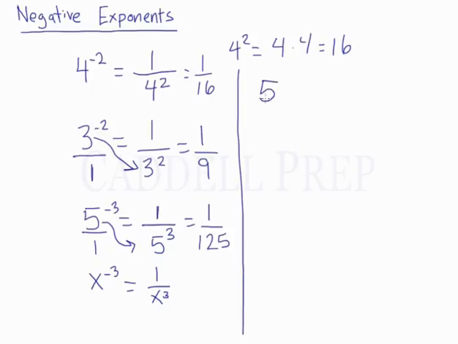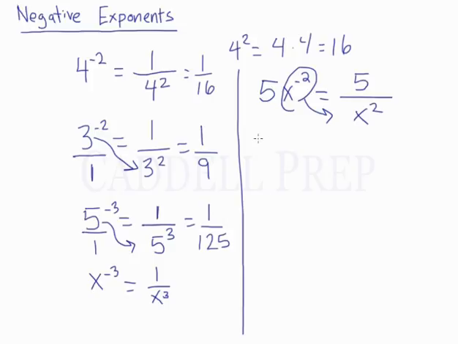If we had 5x to the negative 2. Well, being that it's negative, we're now going to have to change the location of this. Okay, but only the x is raised to the negative 2, not the 5. So the 5 stays in the numerator. This is what goes to the denominator, and we make it positive.